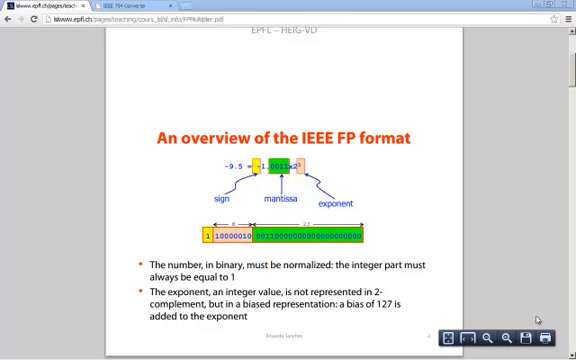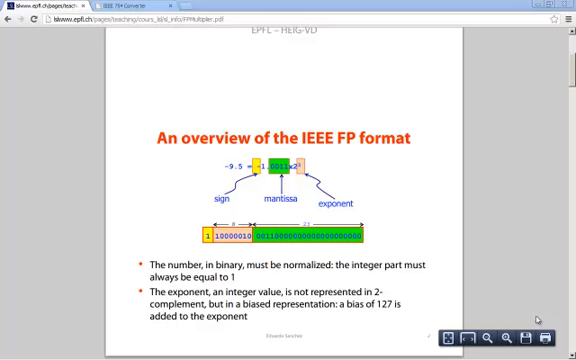In order to perform the multiplication, we can split this problem into three parts. The first part is the sign. The sign is simply an XOR between the signs of the two operands. The second part is the multiplication of the mantissas.